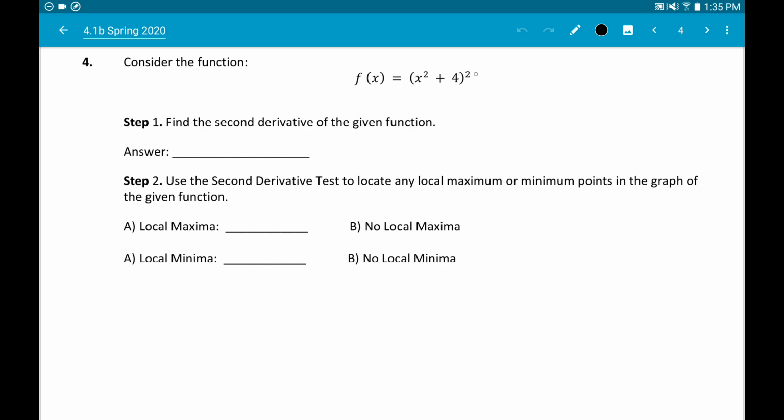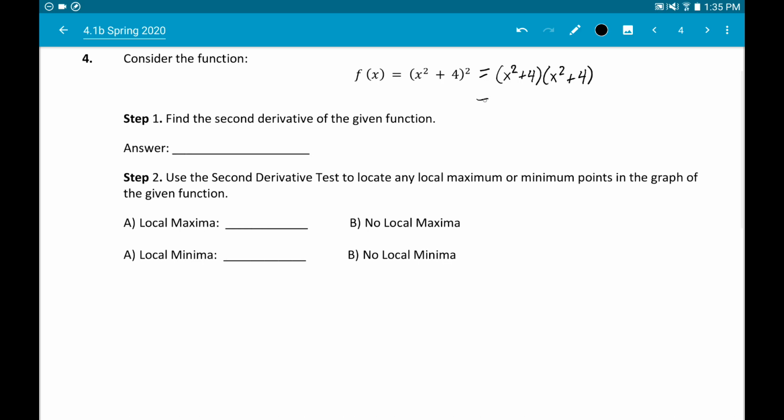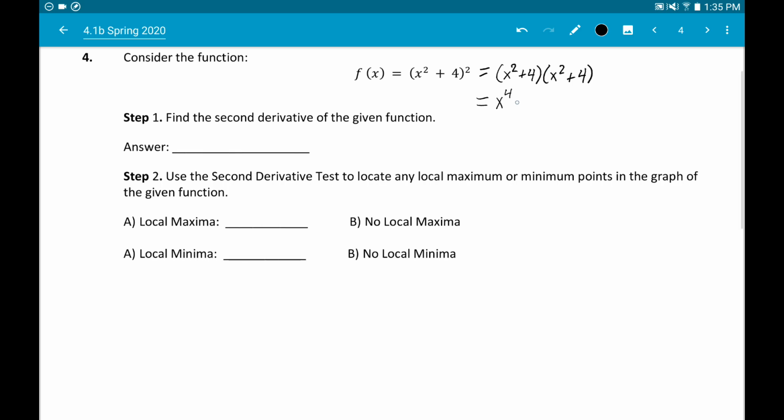So what does this squared mean? It means you have x squared plus 4 times x squared plus 4. If you multiply that out, x squared times x squared is x to the 4th. X squared times 4 is 4x squared. 4 times x squared is another 4x squared, so you have 8 of those. 4 times 4 is 16.